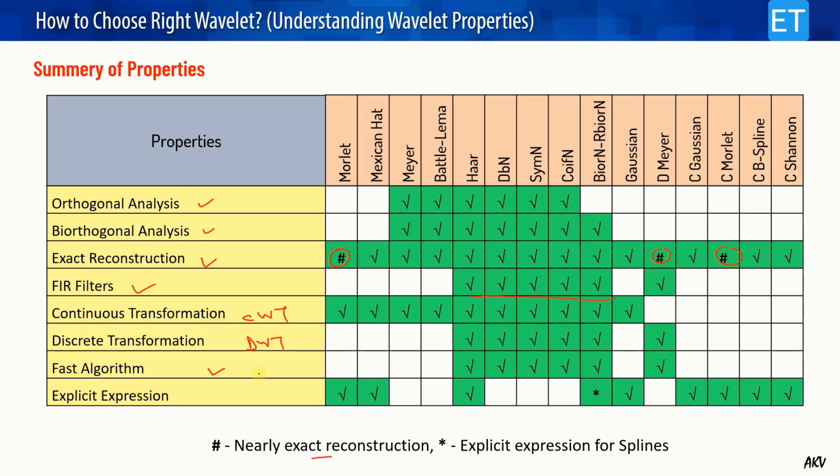The fast algorithm is available to compute the wavelet coefficients for this group, and this is a group which is widely used for wavelet applications. And it is also supported by the FIR filters. So these types of wavelets are implemented largely in the form of hardware with integrated circuits. And in the last, the explicit expression, it means these wavelets have the exact mathematical representation, while others do not have.